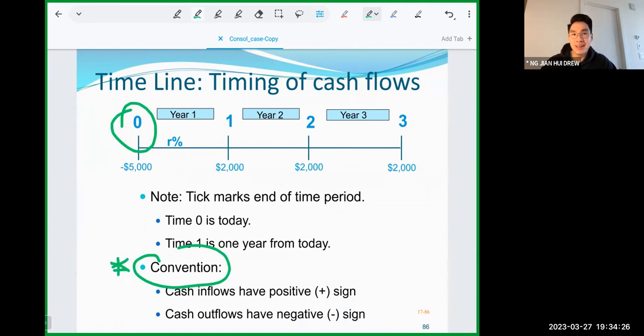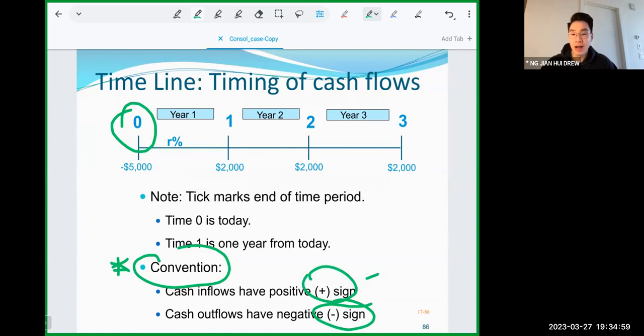How I like to think about it is this way: is money going out or is money going into your pocket? I repeat again: is money going in or is money going out of your pocket? If money is going out of your pocket, it will be a negative, so it's a cash outflow. So always take the perspective of your pocket. If money is going into your pocket, it will be a positive. This is important because in Excel, where you put in the values, you need to put the negative or positive. If not, you'll get the wrong answers.